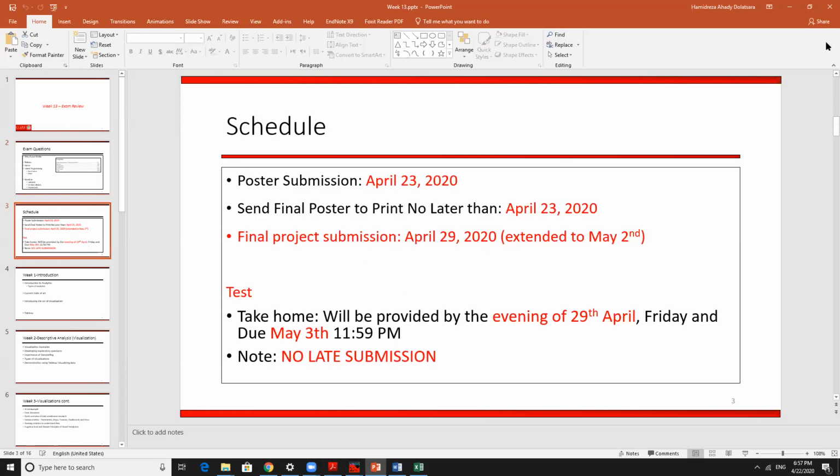Okay, so poster submission, you should submit I think by tomorrow morning. The final project in your syllabus was April 29, but I extended to May 2nd. So you have just 3 or 4 extra days if you need it. But if you already did it, I recommend you submit as soon as possible. You still can submit from now.